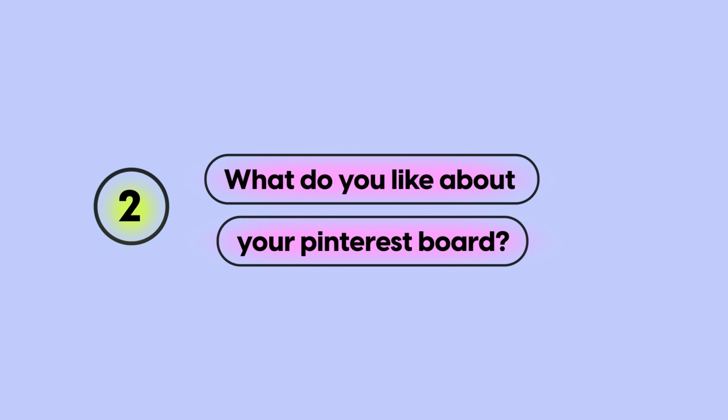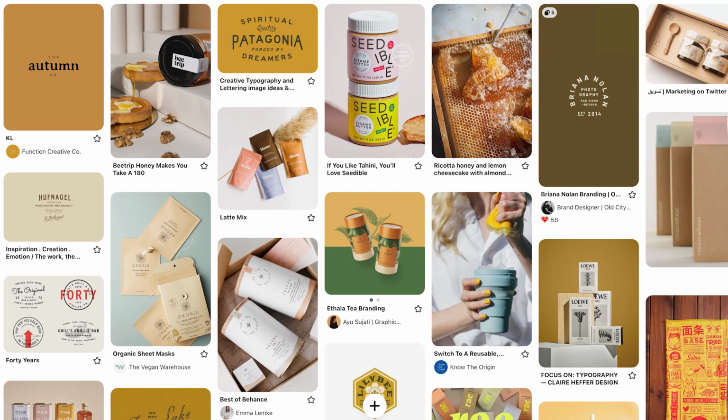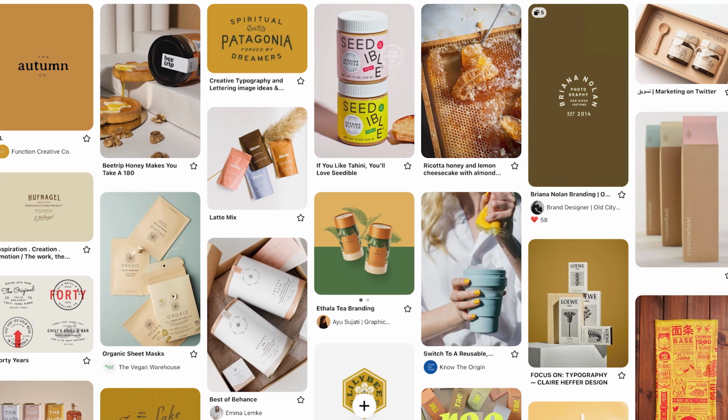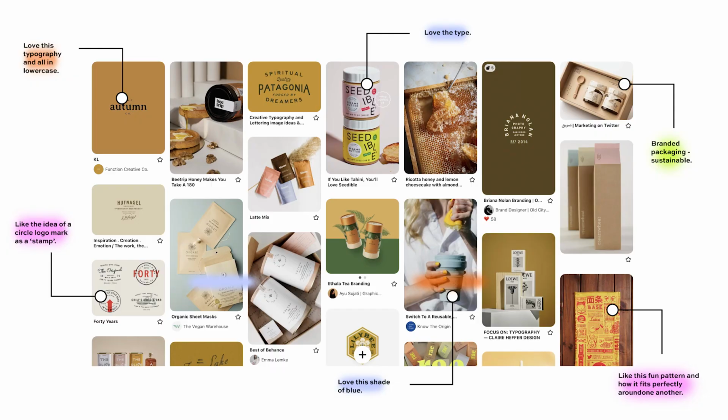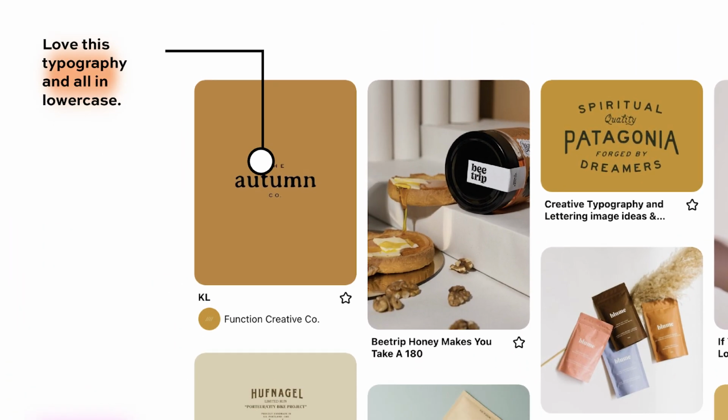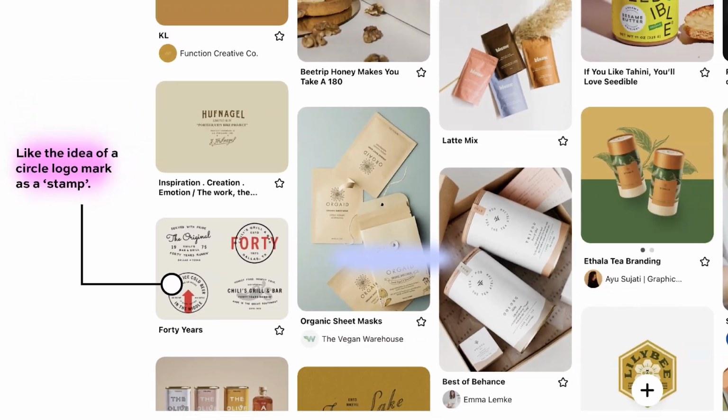2, what do you actually like about your Pinterest board? So I get my clients to create a Pinterest board or a mood board full of fonts, imagery, and a whole vibe of what they envision their brand to be. It is super important to make sure that they are picking individual bits out of their Pinterest board and letting you know exactly what they like and what they dislike.